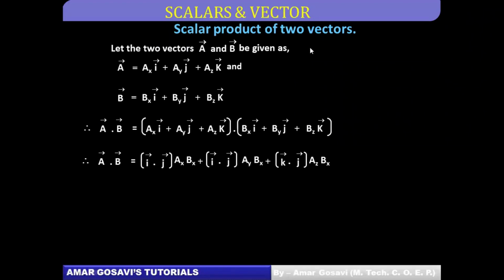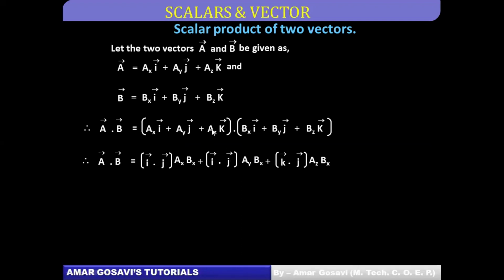Okay, let's move ahead. Again, I repeat the multiplication. You can see AX multiplied by BX will be I cap dot I cap, the first term. Here instead of J cap, it should be I cap. The second term is AY multiplied by BX. So AY BX as it is, and what remains is J cap dot I cap, which can be commutative. So I cap dot J cap here.